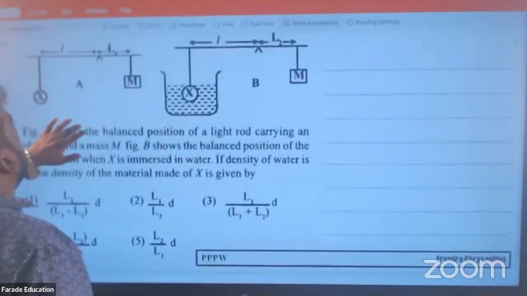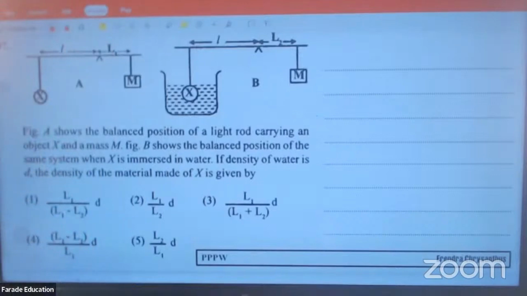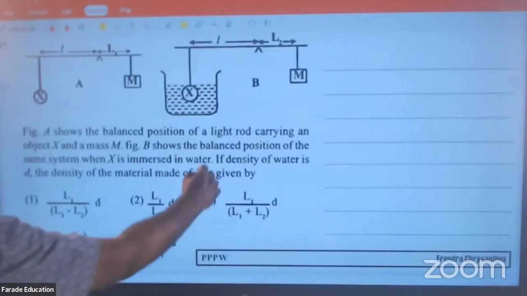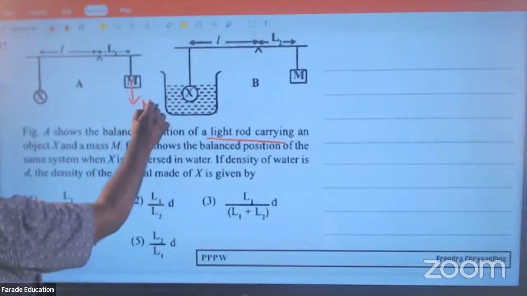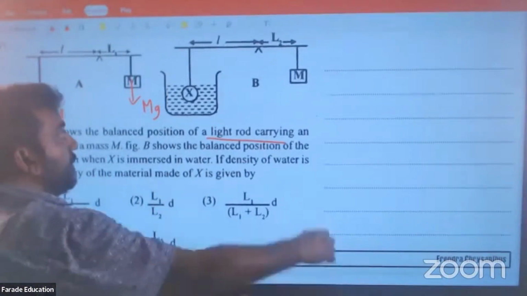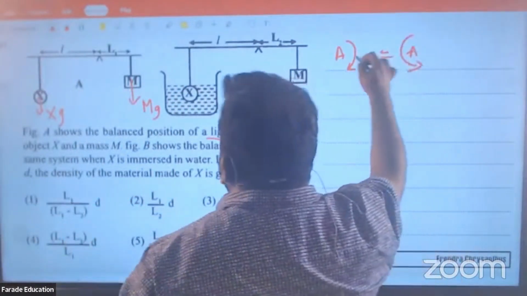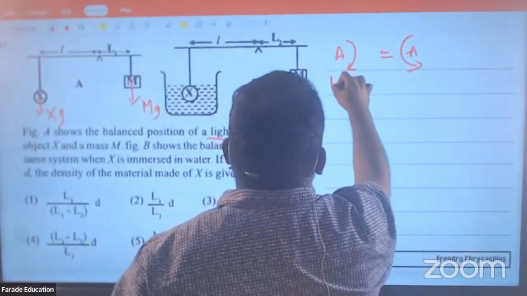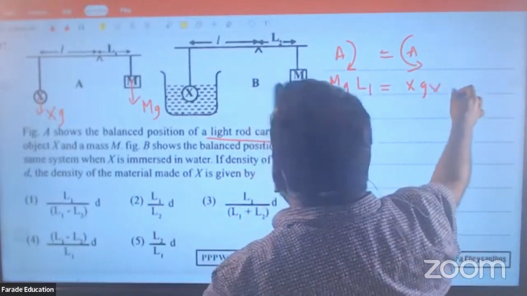Question number 7. Figure A shows the balanced position of a light rod carrying an object X and mass M. So here Mg, here Xg. Take moments about A. Clockwise moments about A equal anti-clockwise moments about A. Clockwise moments about A is capital Mg times L1, and Xg times simple L.